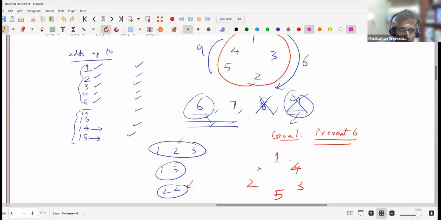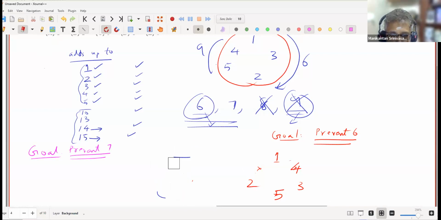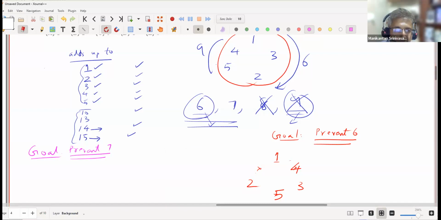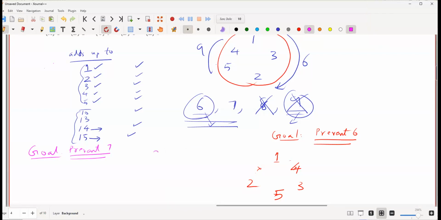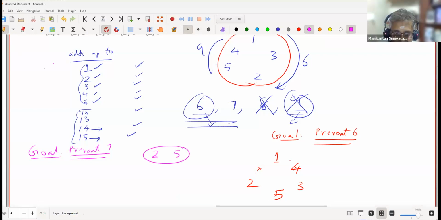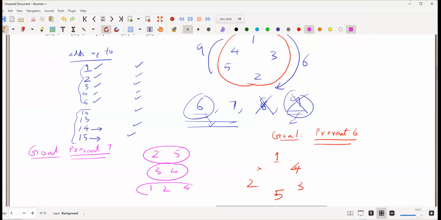Okay. All right. So next goal, let me prevent 7. There's no other way I can prevent 6, right? To prevent 7, what are the groupings that I should be wary about? I can have 1 and 6. Oh no, there's no 6, right? So I can have 2 and 5, 3 and 4, and then 1, 2, 4 also, right? Yeah, exactly.